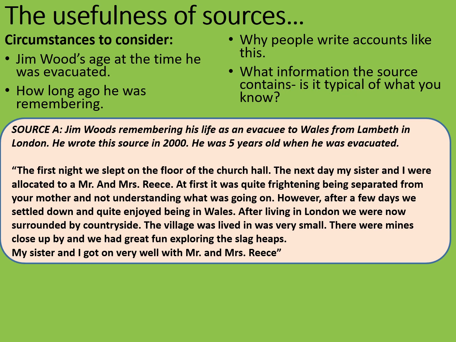But also, what information this source contains. Is it typical of what we know? Do we know that children of roughly Jim Woods' age were moved to rural areas like Wales away from big cities like London?